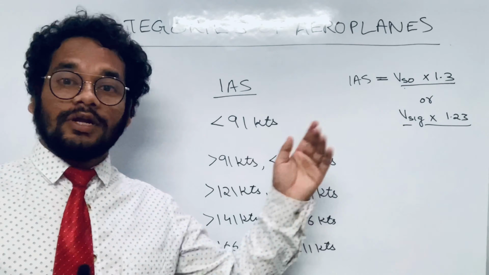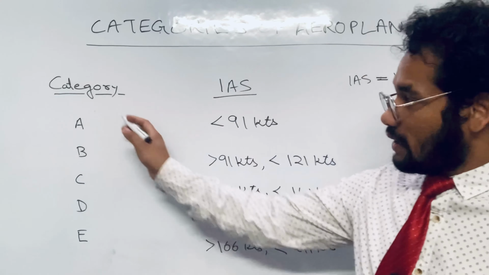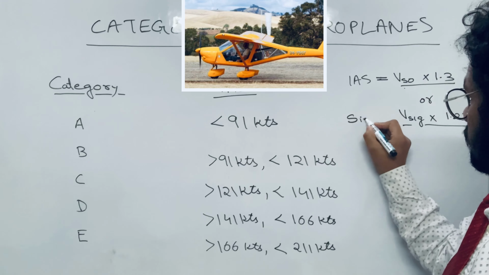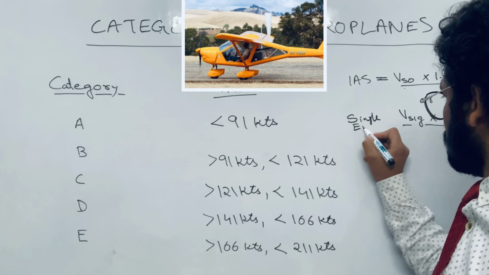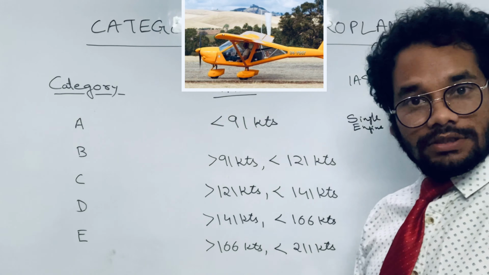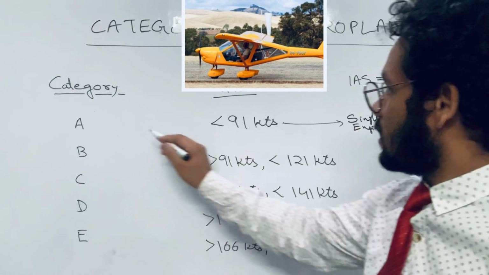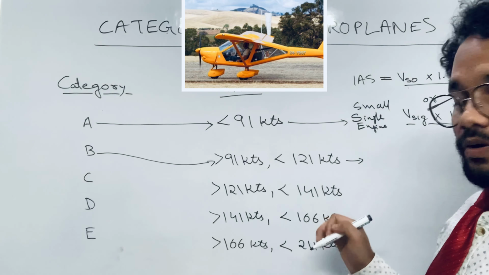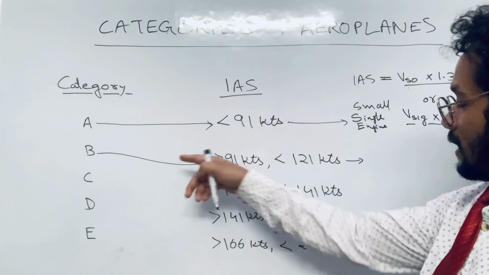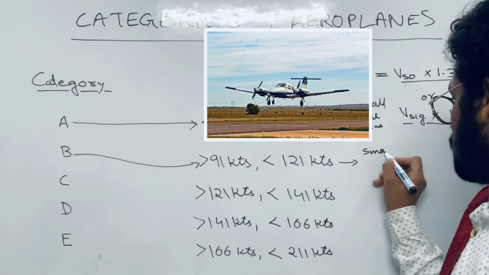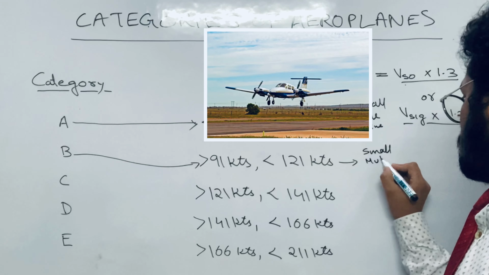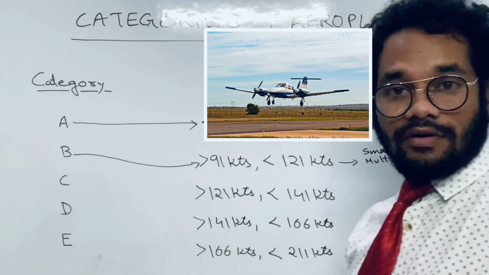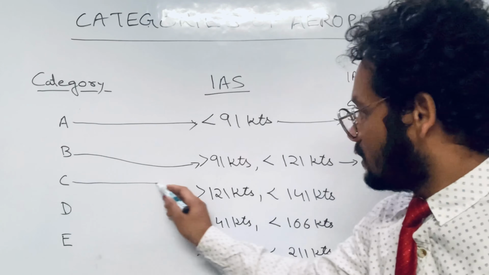Now friends, I'll tell you which type of aircraft belongs to each. Category A, these are basically single engine airplanes, small single engines. And category B are small multi-engine aircraft.